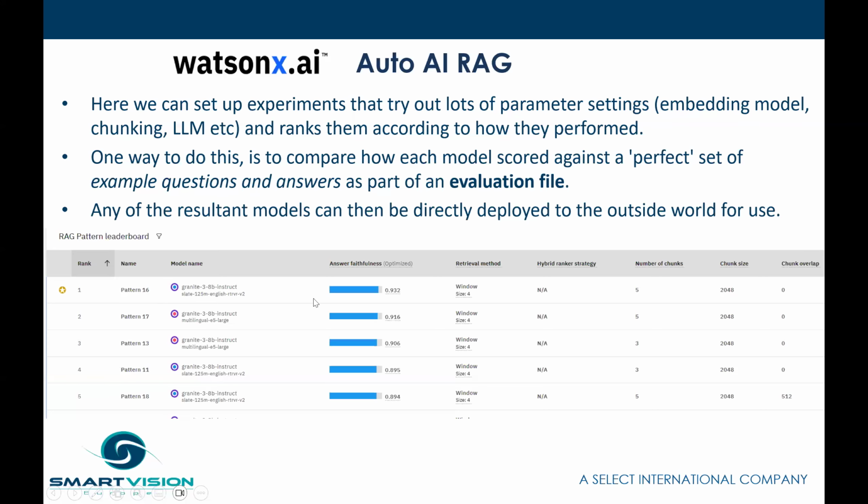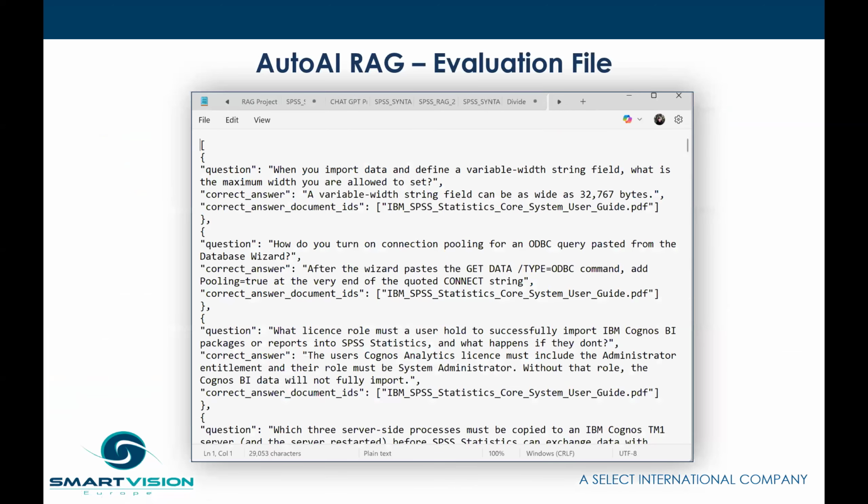You can actually have up to 20 different models using a range of different LLMs, including the Granite LLM, the Maverick LLM, the Mistral LLM, and the Llama LLM that we saw earlier on, using different chunk sizes, different retrieval settings, and other parameters. And we're going to ask it to evaluate against what's called an evaluation file.